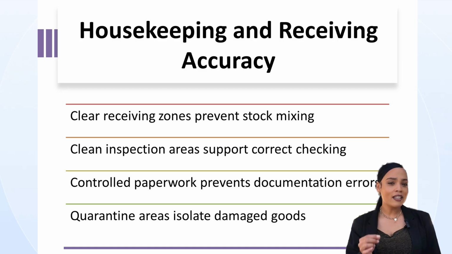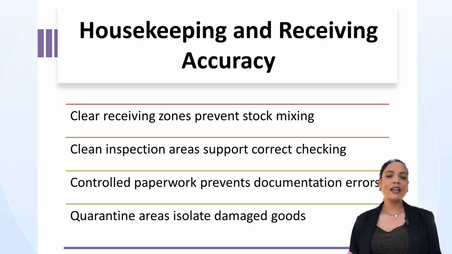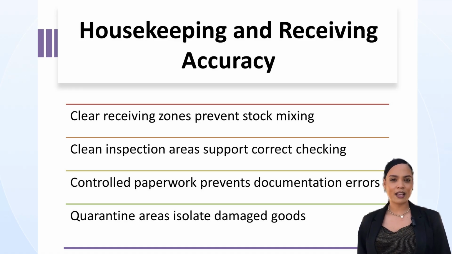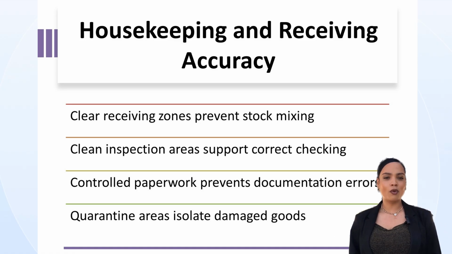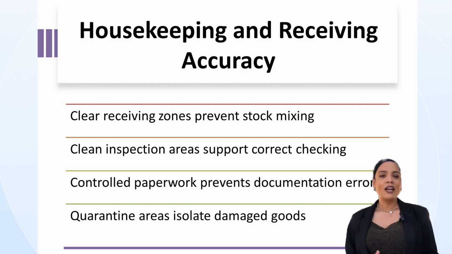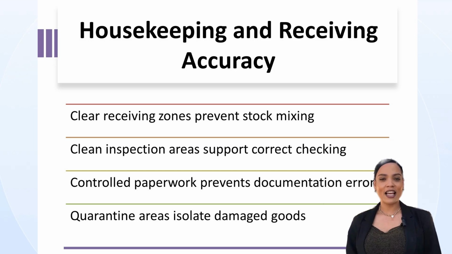In receiving, accuracy starts the moment the vehicle arrives at the receiving bay. If the receiving area is messy, crowded, or poorly organized, I can already predict mistakes. Cartons get mixed, items get placed in the wrong zone, and documents get lost. Good housekeeping creates a clean receiving workflow. Offload, then inspect, then count, then record, then label, then stage, and lastly put away.